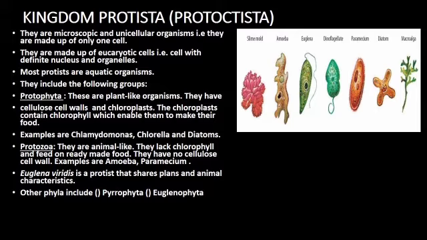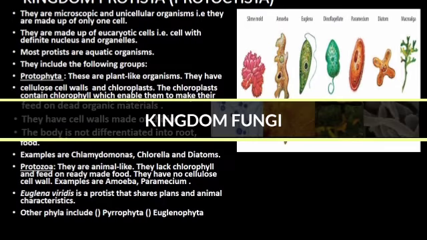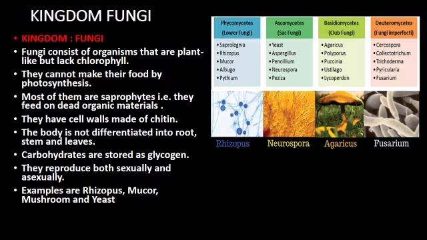I will move away now from kingdom Protista to the kingdom Fungi. Under the kingdom Fungi, we have the organisms that are plant-like but lack chlorophyll. They cannot make their food by photosynthesis. The cells of fungi have about 2 nuclei, and their body is made up of a mass called mycelium.